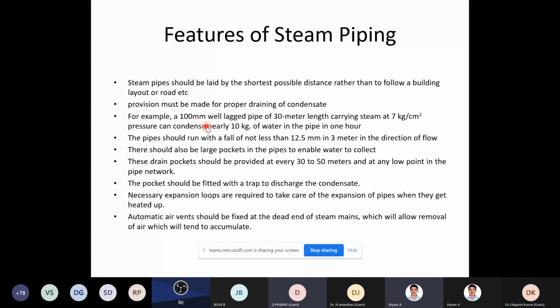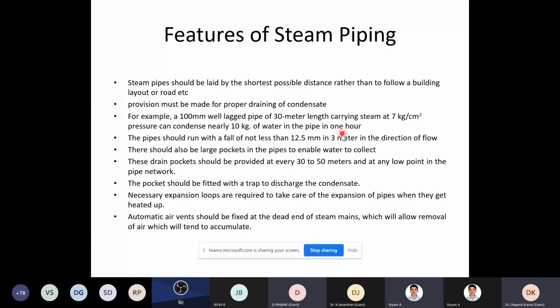And so steam pipe should be laid by the shortest possible distance rather than to follow a building. Shortest possible distance means the pressure drop can be maintained less, and also the radiation and convection losses will be less. This is the proper draining of condensate that we have seen. A 100 millimeter well insulated pipe, 30 meter length, carrying steam at 7 bar, will condense nearly 10 kg of water in the pipe in 1 hour.